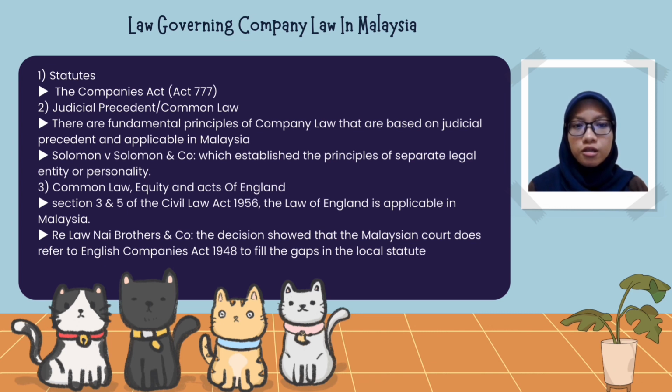I will present about the law governing company law in Malaysia. There are 3 laws governing company law in Malaysia. Firstly is statutes, the Companies Act 1965. Secondly is judicial precedent or common law. There are fundamental principles of company law that are based on judicial precedent and applicable in Malaysia. For example, Salomon versus Salomon and Co., which established the principle of separate legal entity or personality.